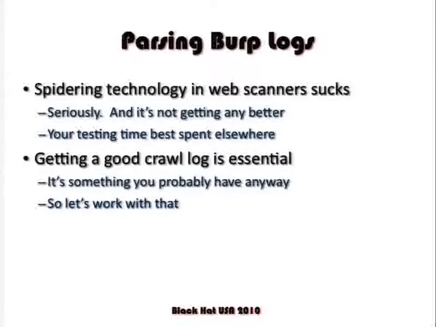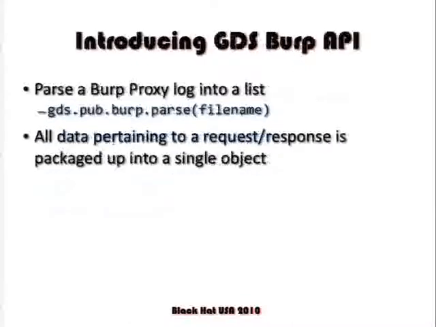So I wrote this API, I call it the GDS Burp API. Basically I go through and parse an entire Burp crawl log, or you could parse a spider log or any kind of log that Burp generated, and parse every request and response into a single object. And each Burp object contains the properties of the request and response, as well as some other metadata that Burp recorded.